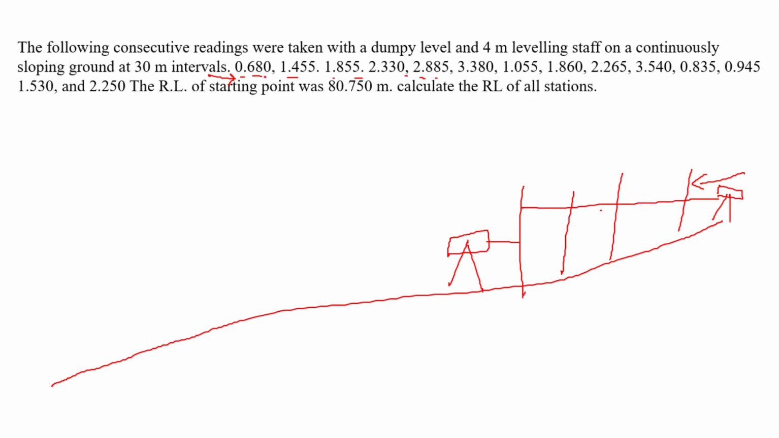So in this sequence, we can see the staff readings are increasing up to this point, but here it suddenly falls. So it will be your first change point, and again you can see readings are increasing, and here the staff readings decrease again. So these are your change points. In such a way, we have to find out the change point in case of continuously sloping ground. So we are going to solve this problem. So these are your readings, and it is a problem of continuously sloping ground.